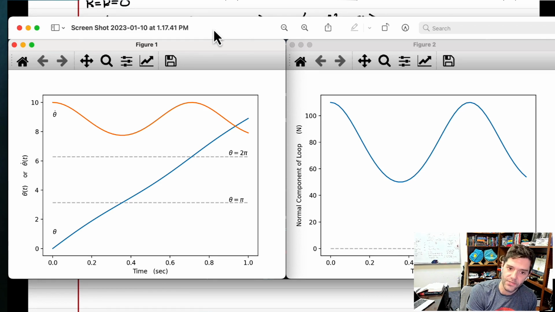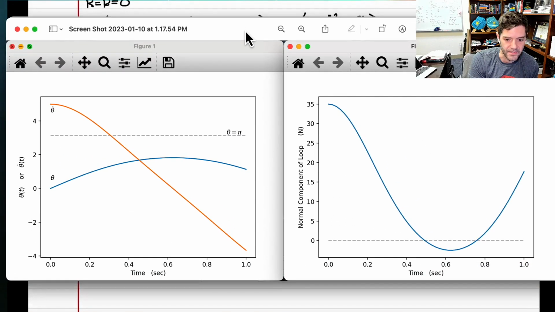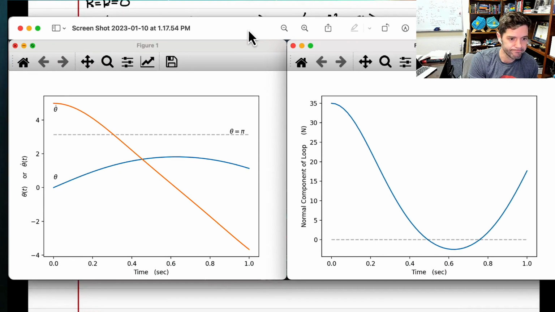How does this change now? If the only thing I'm going to change is that instead of starting at 10 meters per second, I start at 5 meters per second. Well, then I get a plot that looks more like this. And here we have to interpret what's going on. Theta is a function of time. You're getting up and up and up. You're climbing the ramp. But then notice you plateau, and you never make it quite to theta equals pi.